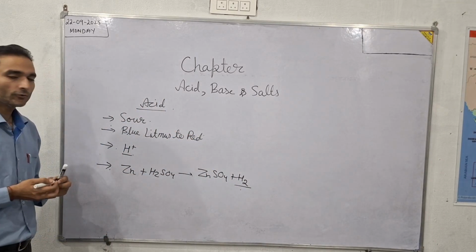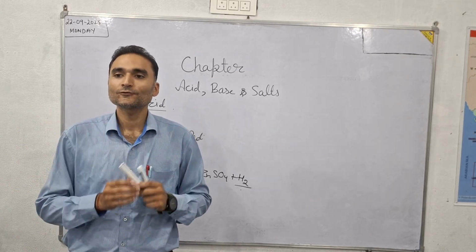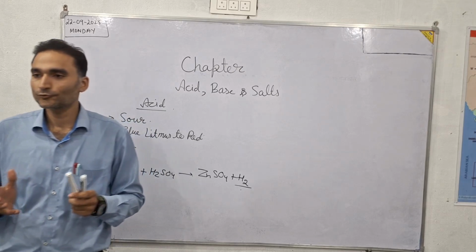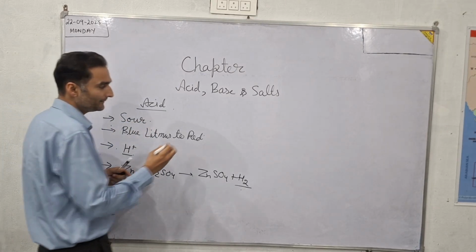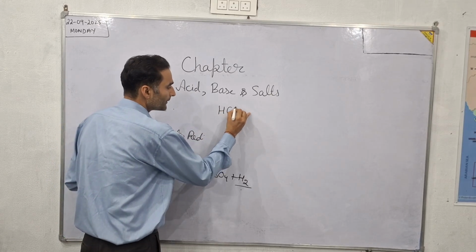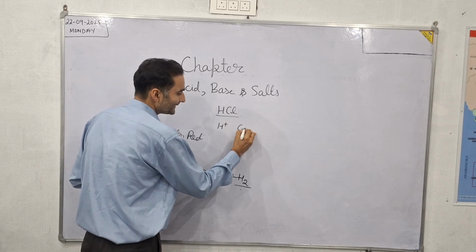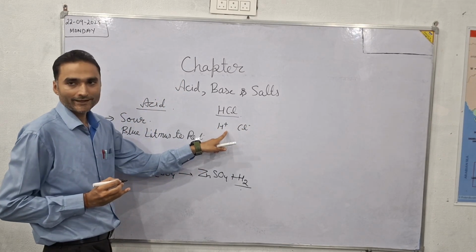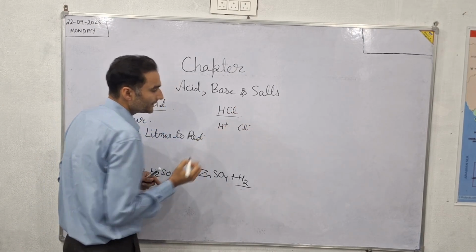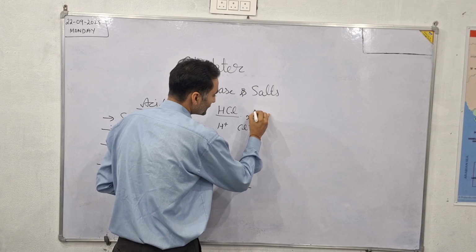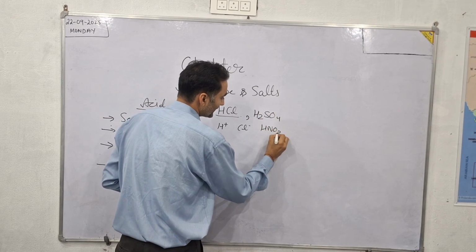So acids are classified into strong acids and weak acids, students. First, the strong acids. The acids which completely dissociate into their ions are strong acids. Completely dissociate means completely break down. For example, this is the formula of HCl, hydrochloric acid. It will break down into H positive and Cl negative. H positive means hydrogen ion, which is a speciality of an acid. So it completely dissociates, it's a strong acid. Other examples of strong acids are H2SO4, that is sulfuric acid, and HNO3, that is nitric acid.